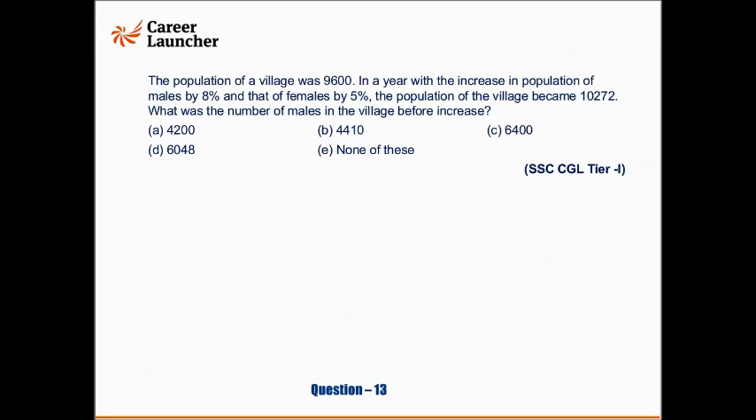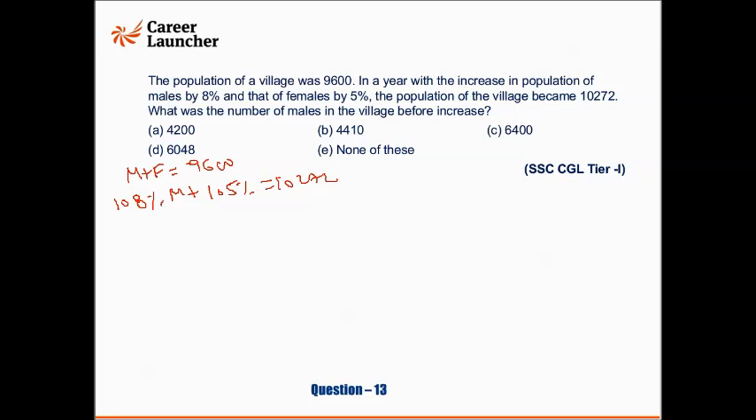The conventional method is that generally what students do, that males plus females is equal to 9600. It is given. Now males has been increased by 8%, that is 108%. Correct. 108% of males plus females has been increased by 5%, that is 105%, and that is equivalent to the new value, 10272. Okay. So solving these two equations is going to take a long time. So apply this short trick, which I'm going to tell you.